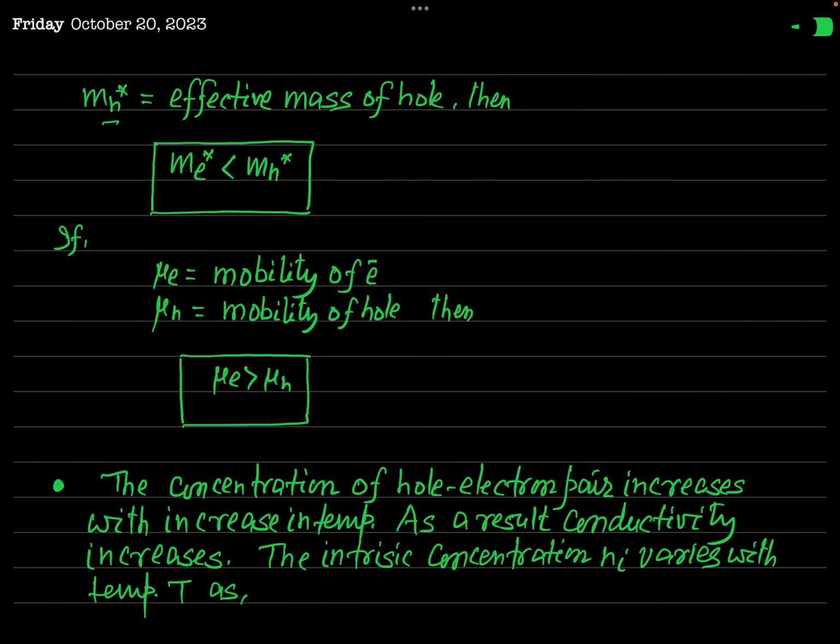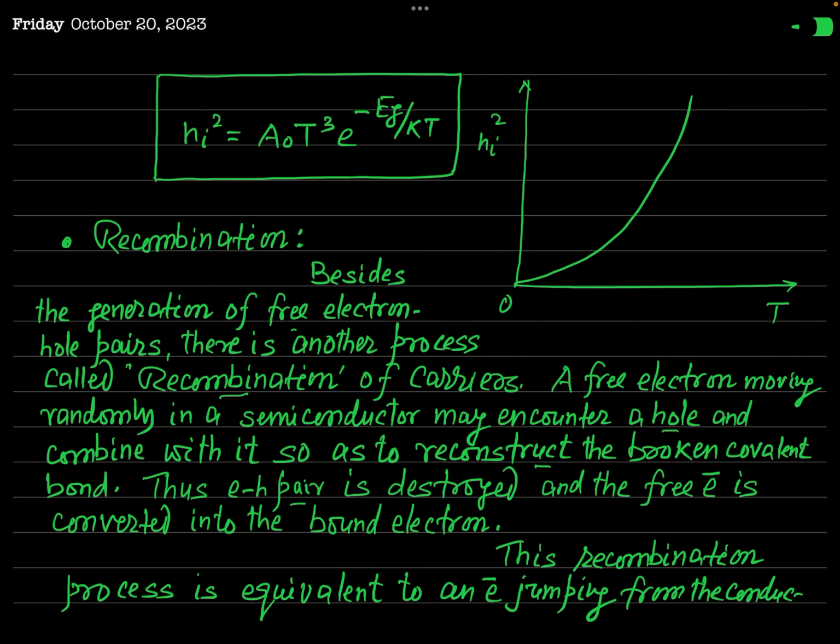Now, as the concentration of electron-hole pairs increases with increase in temperature, as a result, conductivity increases, and the intrinsic concentration Ni varies with temperature in accordance with this relation. With increase in temperature, you can see from this formula, where A naught is a constant, that when T increases, the number of charge carriers will increase very largely, and this is shown in this graphical plot.